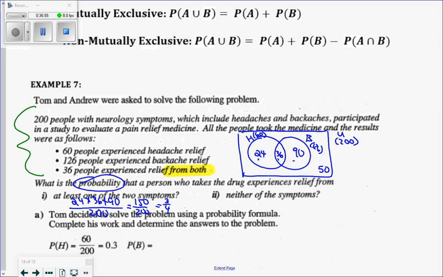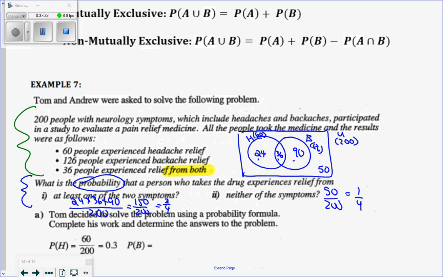How many experience relief from neither? What number is that? 50 out of 200. Or in other words, 25% of the people experience nothing. Now, could I have done this question using probability formula? Yes. Okay. I think for me personally, I do it this way.